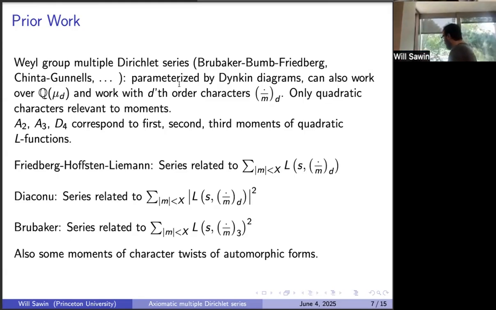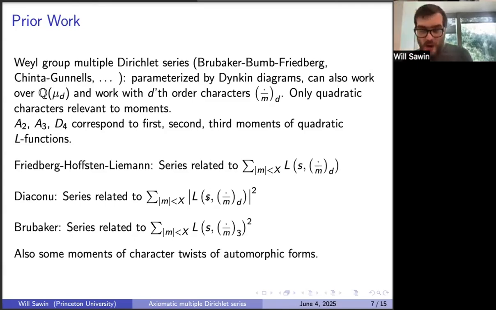And outside of the Weil group multiple Dirichlet series case, there's a few examples known. If you're interested in the first moment of L functions of higher order characters, where you want to sum the L function of the character to modulus M for M in this cyclotomic field with norm of M something, then there's a series which is relevant to that problem. If you sieve the coefficients, you can extract this moment.